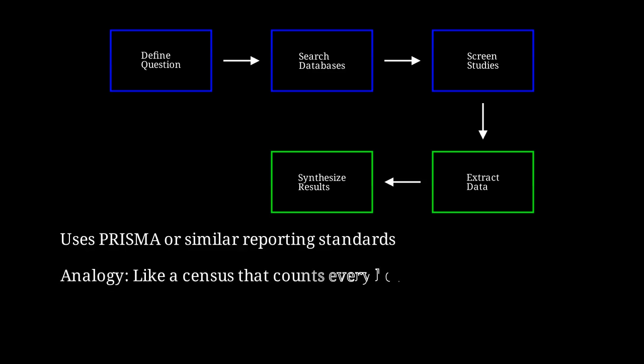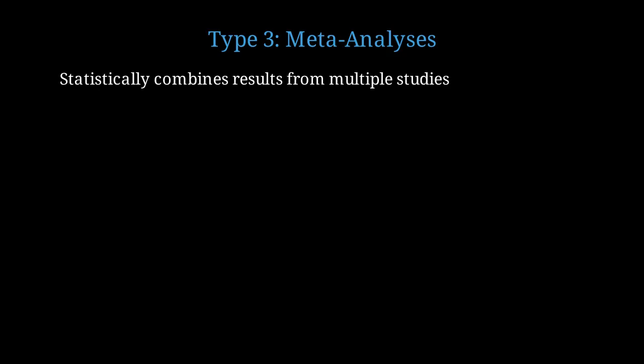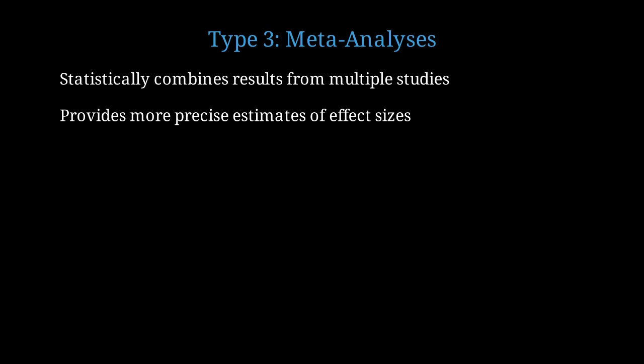Think of a systematic review like a census that attempts to count every household according to strict rules, rather than sampling a few neighborhoods. Type 3 is the meta-analysis. This is a quantitative systematic review. Meta-analyses go beyond qualitative synthesis by statistically combining results from multiple studies into a single estimate. This provides more precise estimates of effect sizes and can resolve contradictions between studies.